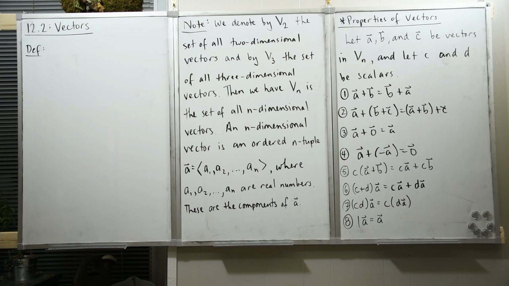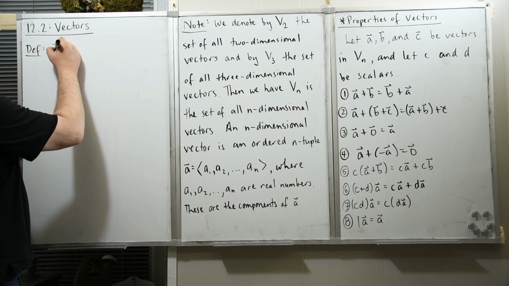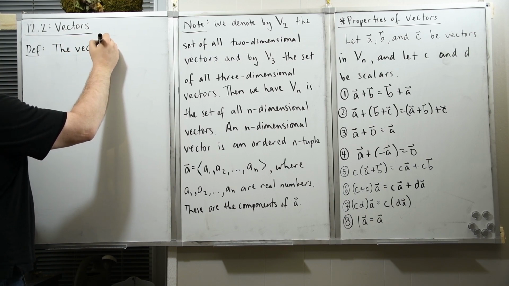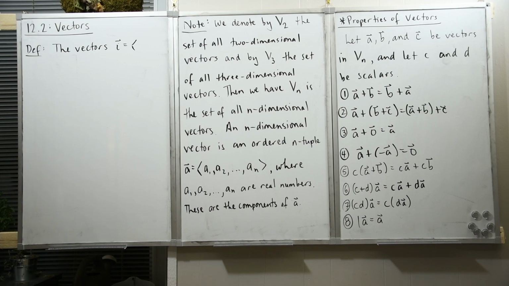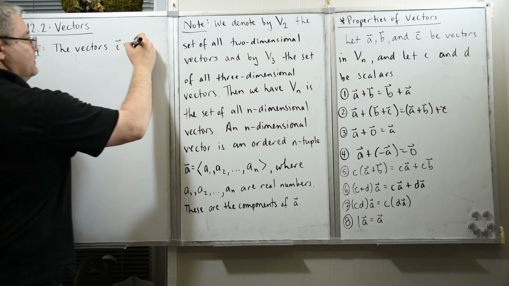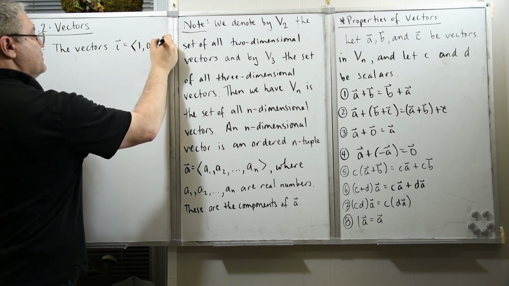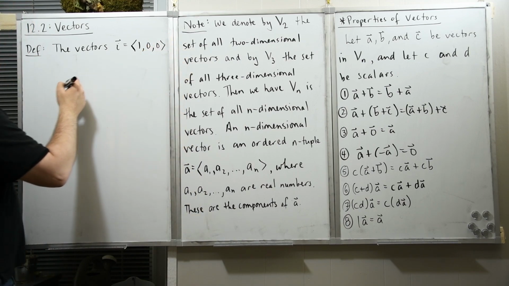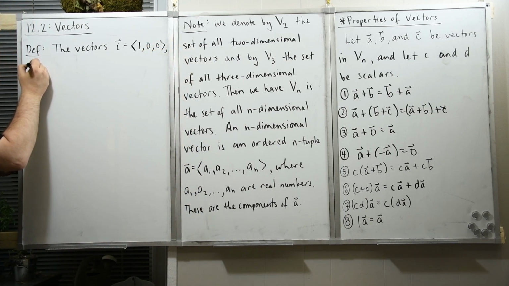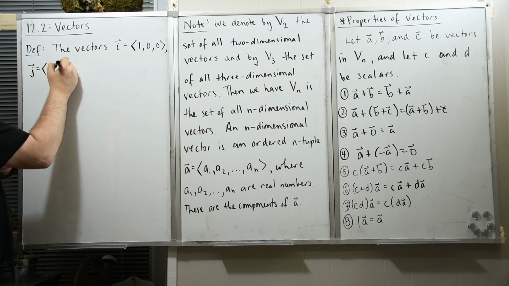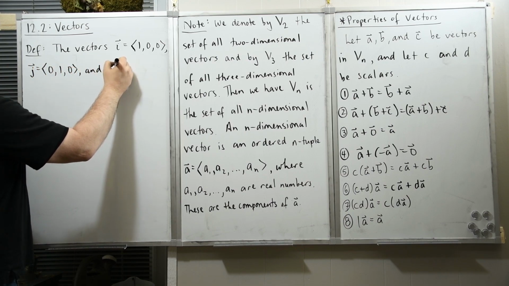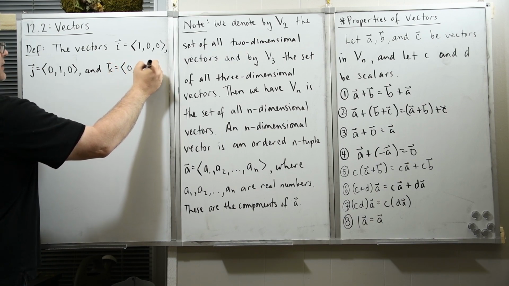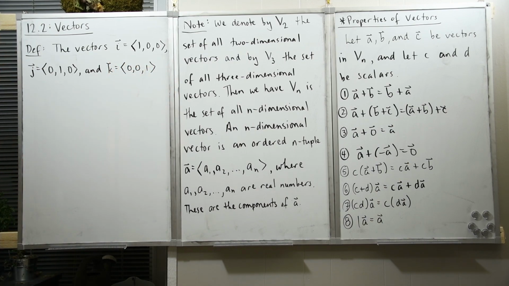Now going back to the definition, we have the vectors I. Now this vector I in 3 space is going to have components 1, 0, and 0. Vector J has components 0, 1, and 0. And the vector K has components 0, 0, and 1. Now these are called the standard basis vectors.